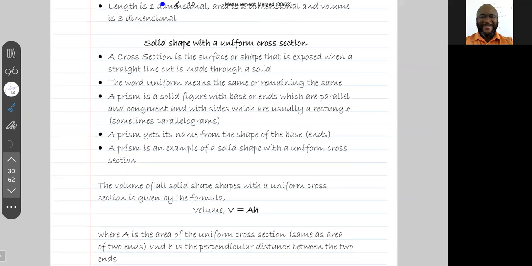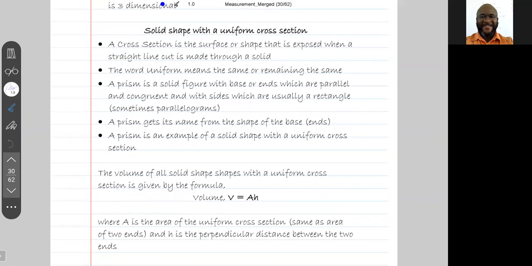Moving down, still sort of in our introduction. The thing we're going to look at today is solid shapes with a uniform cross-section. Now, a cross-section is the surface or shape that is exposed when a straight line cut is made through a solid. So for example, let us say you have an orange.